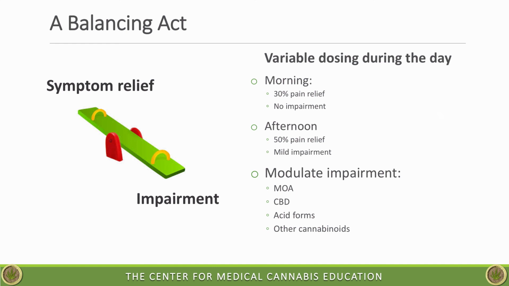To some extent, we can modulate this impairment by administering CBD either concurrently or preemptively, or we can use multiple and different methods of administration at different times of day in order to get the effects, both desired and adverse, that allow a person to navigate their daily activities. There are also products that include the acid forms of these cannabinoids. THCA and CBDA do not induce any type of intoxication. I guess I'm specifically referring to THCA, and are also demonstrated to be anti-inflammatory. And then there are other cannabinoids like CBN, CBG, and delta-8 THC that can also be useful.